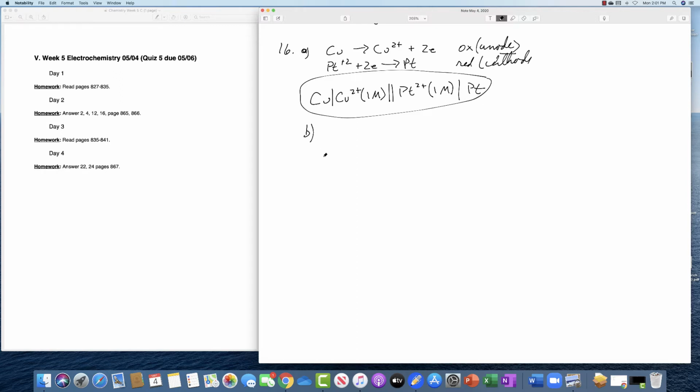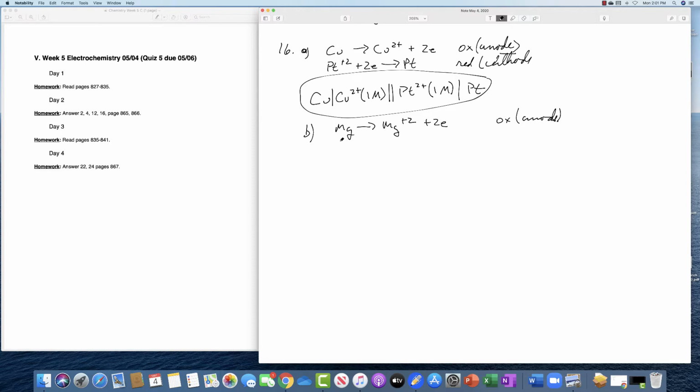B describes it as follows. The cathode, they tell you this, consists of a gold electrode in a 0.55 molar solution of gold nitrate, and the anode is a magnesium electrode in a 0.75 molar solution of magnesium nitrate. So the anode is magnesium to magnesium ion plus 2 electrons. This is oxidation, and it's the anode.